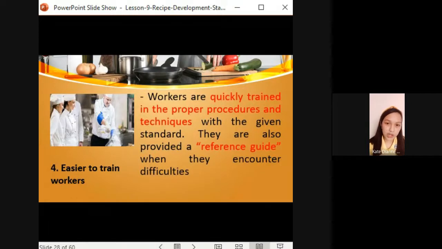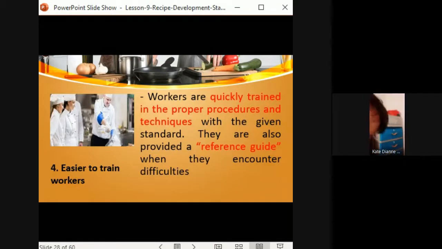easier to train workers. Sa tingin nyo, bakit mas madaling mag-train ng workers pag standardize yung recipe?